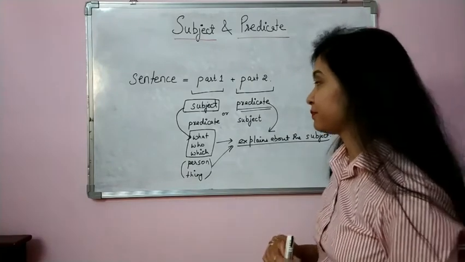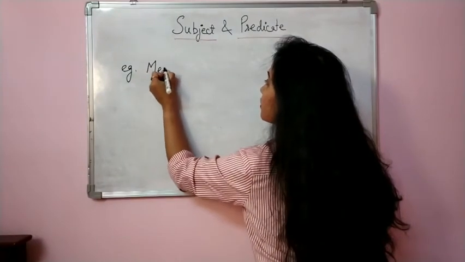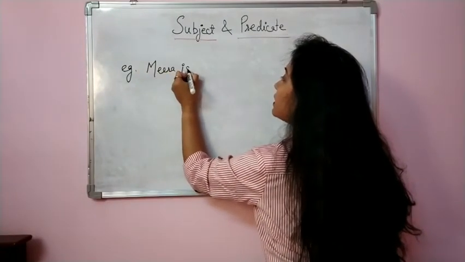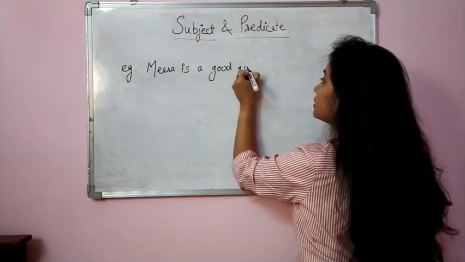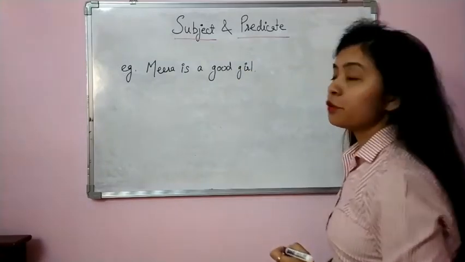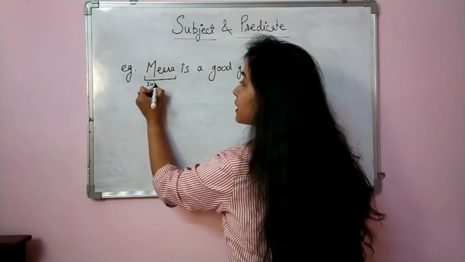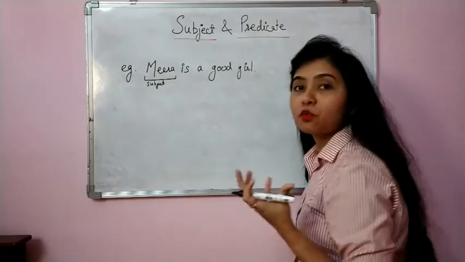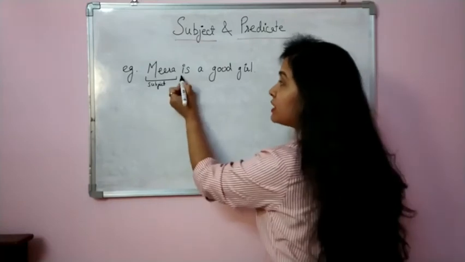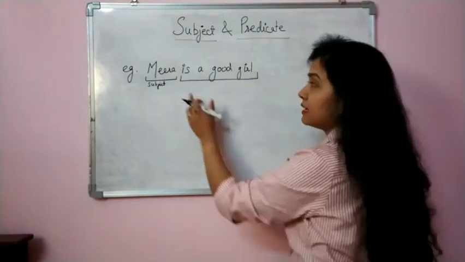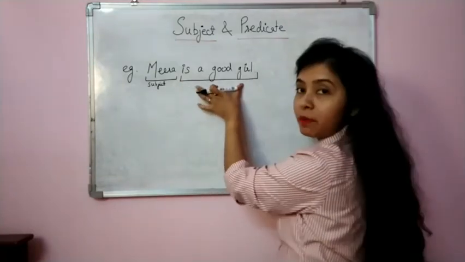And yeah, example: Meera is a good girl. So here Meera will be the subject. Why? Because we are talking about Meera, that she is a good girl. This is the quality of Meera which is being presented in the second part of the sentence.